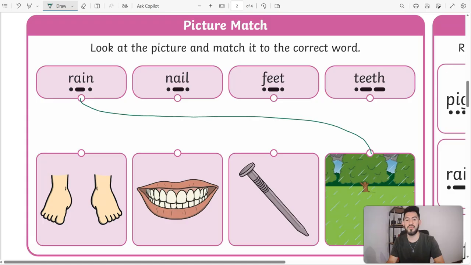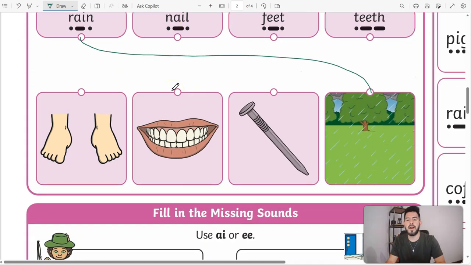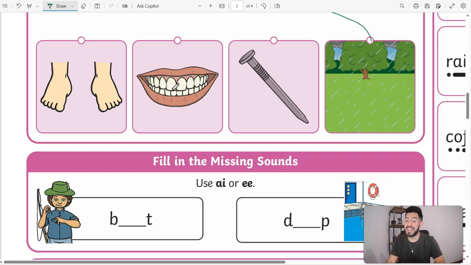Ready? Okay, the rain. After that, you have to fill in again with the missing sound. Here, this guy is going to fish. And to fish, you need a bait. A bait. That will be bait. Okay? In Spanish, we call it carnada. So we need the bait there.